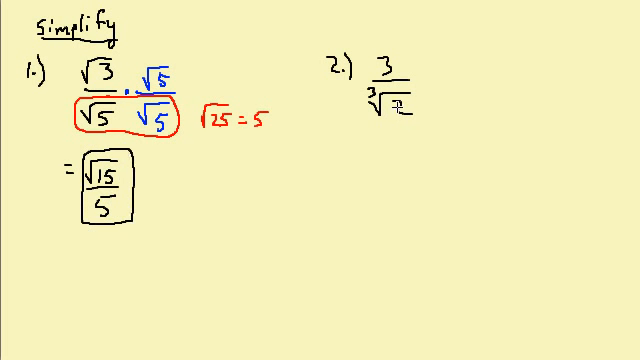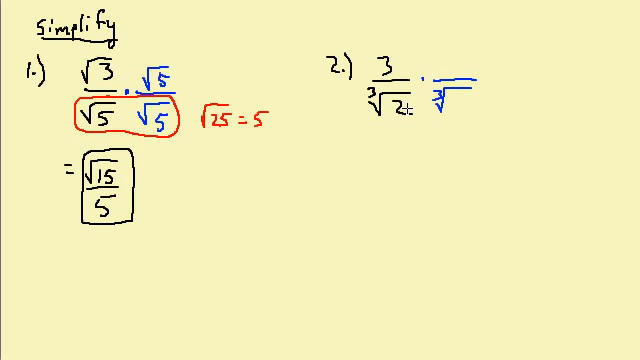Alright, let's take a look at this one. I have 3 over the cube root of 2. So I need to get rid of the radical in the denominator. What can I multiply the cube root of 2 by to get rid of the radical? Well, I need to multiply the 2 by something that gives me a perfect cube. The closest perfect cube to 2 is 8, because the cube root of 8 is 2.